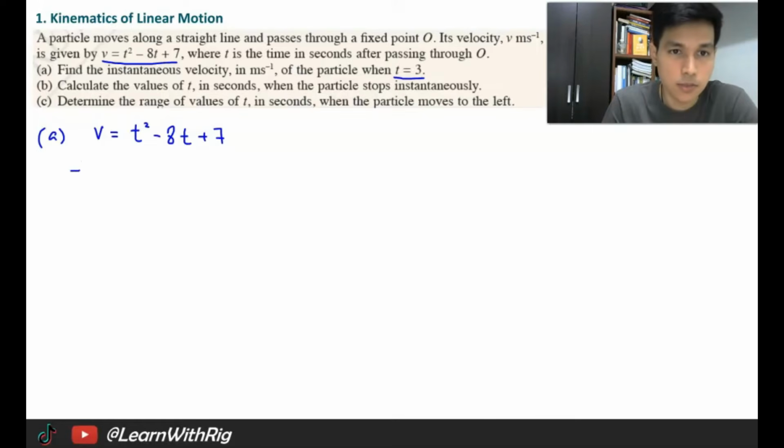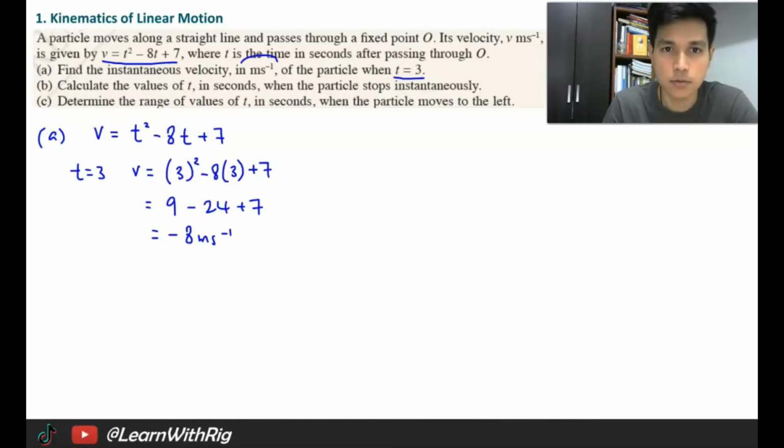So just substitute. When t equals 3, v equals 3 square minus 8 times 3 plus 7. You get 9 minus 24 plus 7. So your answer should be negative 8 meter per second, because they told you velocity is in meter per second. So that means the particle is moving at 8 meter per second to the left because it is negative. Okay. Question B.